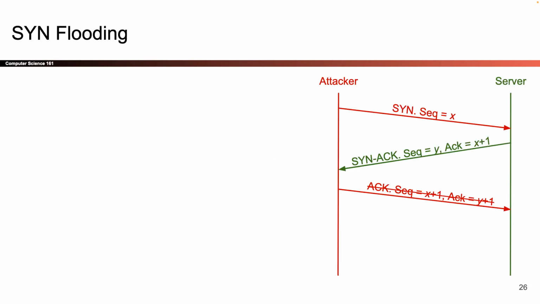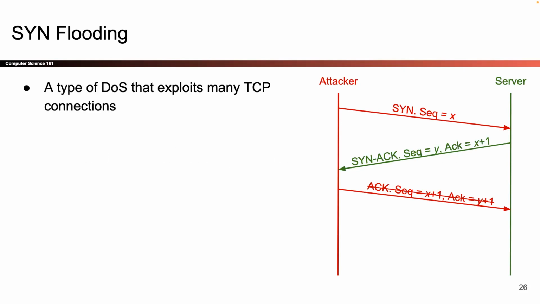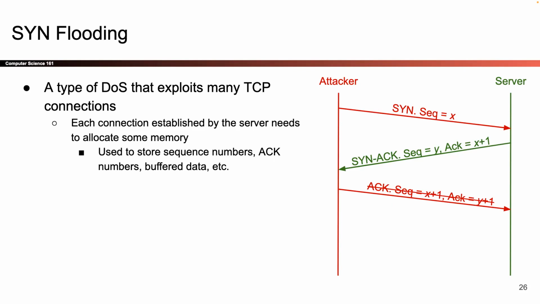And so the idea is, remember this TCP handshake? It's a three-way handshake. The attacker sends a SYN, the server sends a SYN-ACK, the attacker sends an ACK. Okay, it's all good stuff. We've seen it before. And so you can also imagine this thing is super common. Everyone uses TCP all the time.